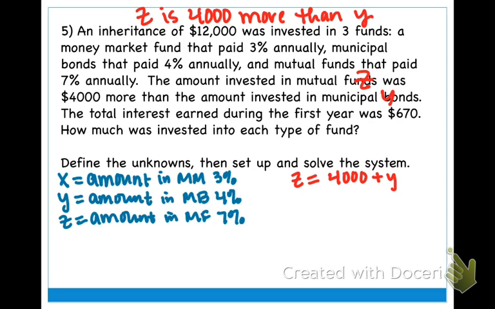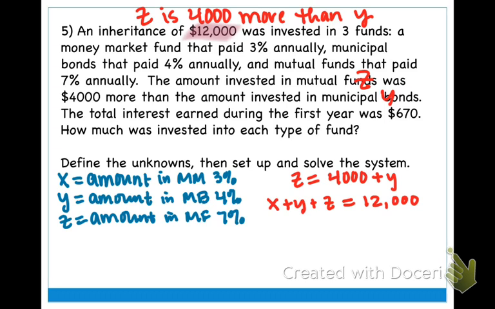Now, I actually skipped over the very first fact that we have. The very first fact was that the inheritance was $12,000. So my $12,000 had gotten split up into X, Y, and Z. That does mean that if I take my X, my Y, and my Z and add them all together, I do need to get that $12,000 back. So that's the very first fact. And then the second fact was the 4,000 more. The Z is 4,000 more than Y.